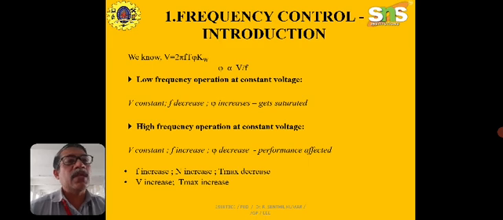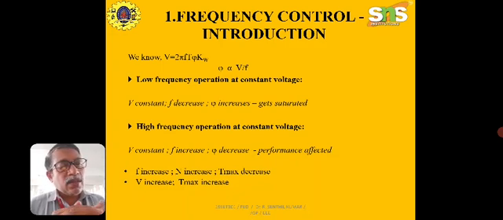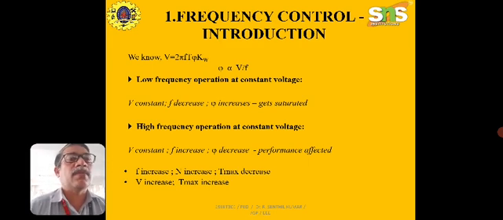If the frequency decreases and we are keeping the voltage constant, the flux increases. We are keeping the voltage constant, 230 volt AC for a single phase. In order to decrease the speed, we decrease its frequency. Since the flux is proportional to V by F, the flux increases. But the flux increases only up to a certain limit and then gets saturated. Therefore, the frequency decrement method is not possible for a large speed variation because the flux gets saturated.